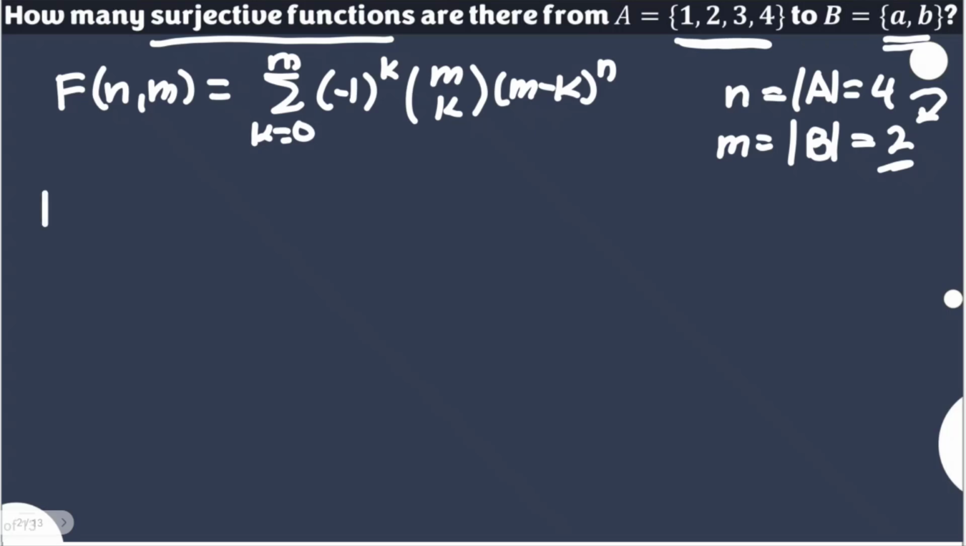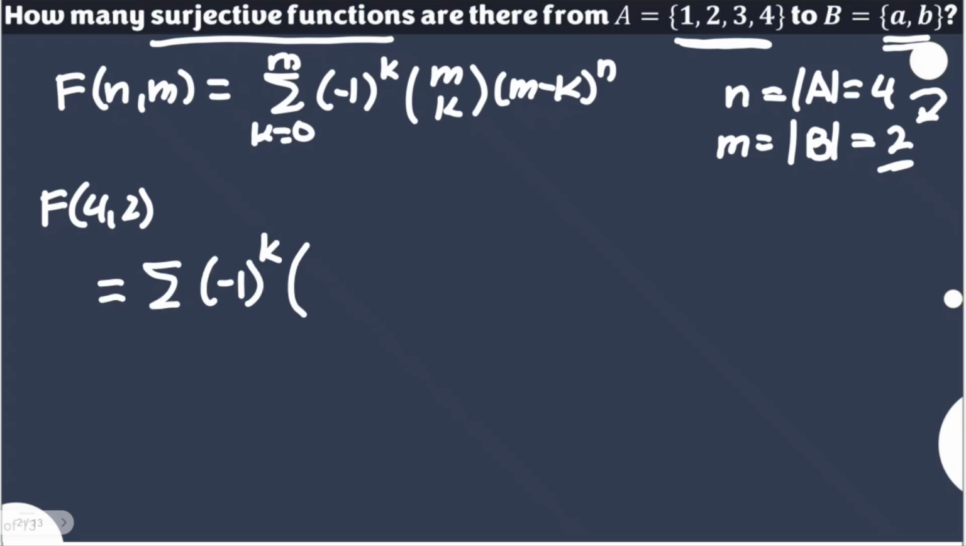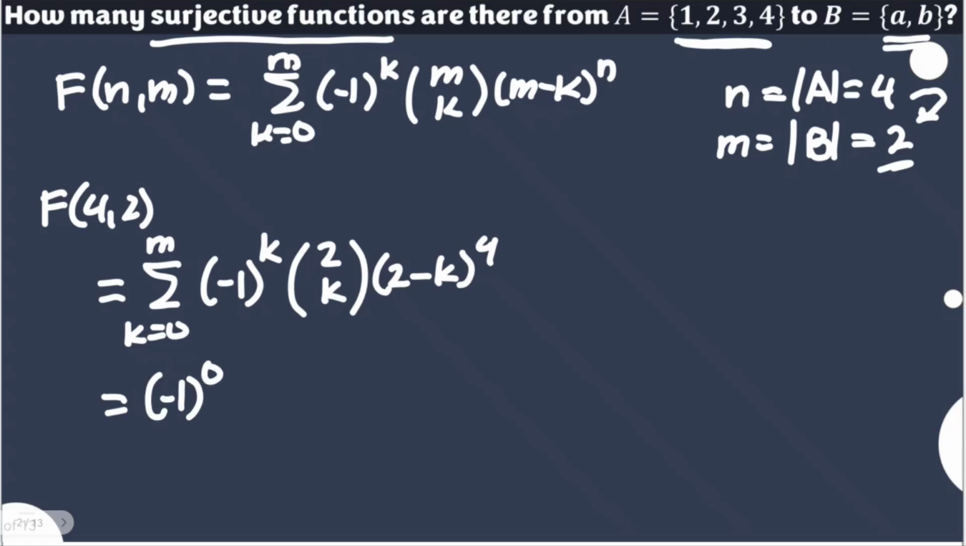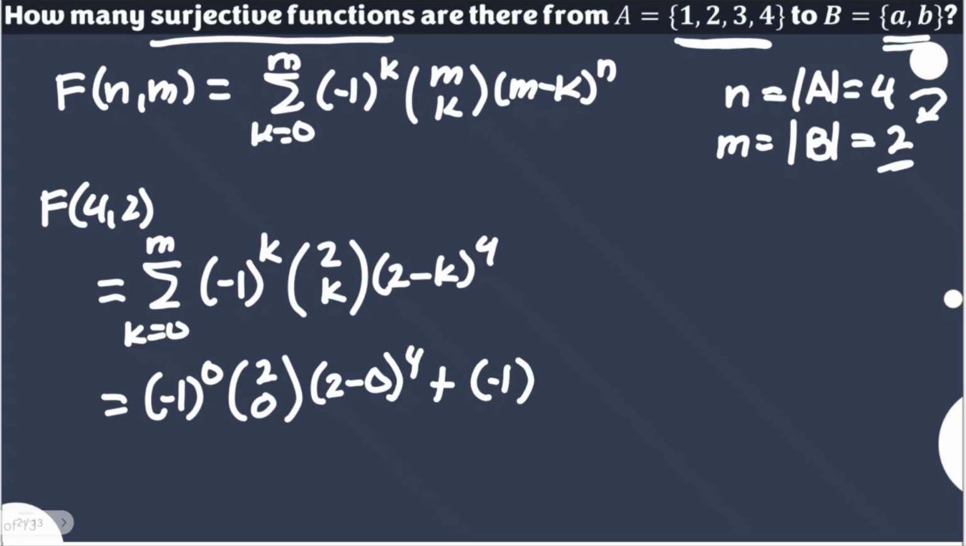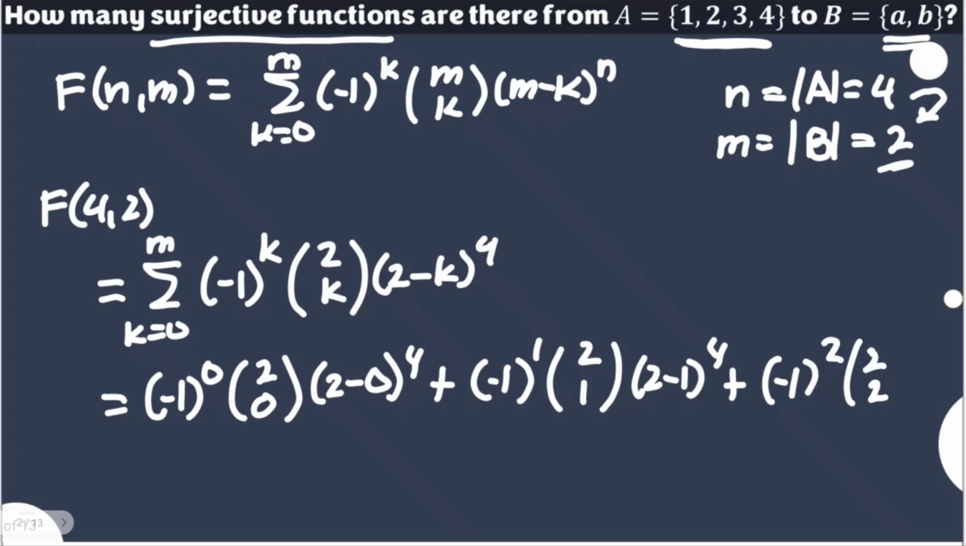So by that, f of 4 and 2 is equal to the summation of -1 raised to k, 2 combination k, 2 minus k raised to 4, as k starts from 0 to m. Let's expand this. The first one is -1 raised to 0, 2 combination 0, 2 minus 0 raised to the power of 4. Next, -1 raised to 1, 2 combination 1, 2 minus 1 raised to the power of 4. Next, plus -1 squared, 2 combination 2, then 2 minus 2 raised to 4. We end here because that's the value of our m, up to 2 only.